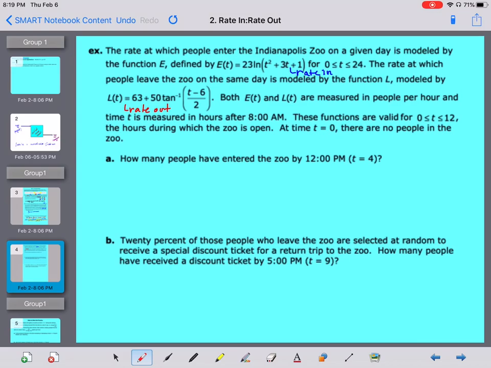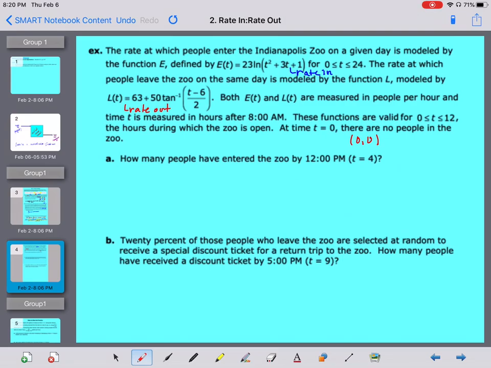Both E of t and L of t are measured in people per hour, and the time is measured in hours after 8 a.m. These functions are valid for 0 to 12, the hours during which the zoo is open. At time t equals 0, there are no people in the zoo. So that last sentence tells us that our initial value is 0. Okay, so let's write that as a point. So 0, 0, very much like we were doing the last couple of days. So both have the same time interval.